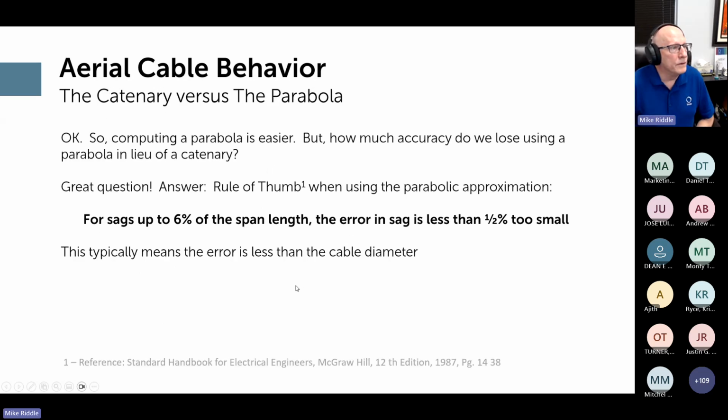That does then lead to the question: it's great that it's easier, but how much accuracy do you lose using a parabola? Well, the rule of thumb is that when the sag is up to 6% of the span length, the error is less than 1.5%, and the result is a little too small. So a little bit less sag. The calculation will tell you the sag is going to be a little bit less than what it actually will be. But that error is typically less than whatever the cable's diameter is.